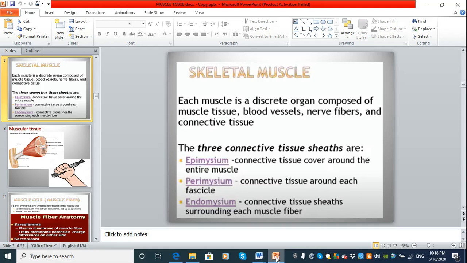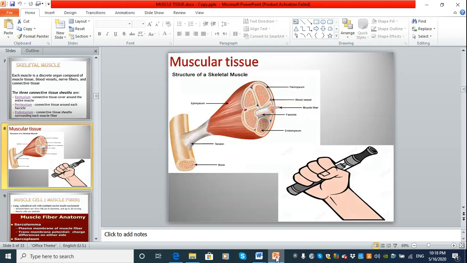In the next slide, you hold the pen in your hand, so the whole hand is the epimysium, the plastic cover of the pen is like the perimysium, and the inner membrane of the pen is called endomysium. The muscular tissue here also gives you a good example of epimysium, perimysium, and endomysium.